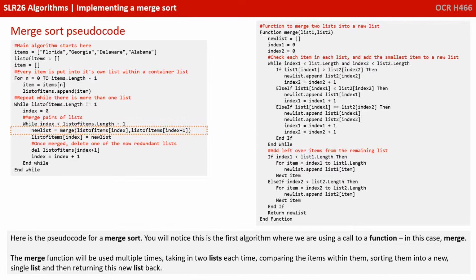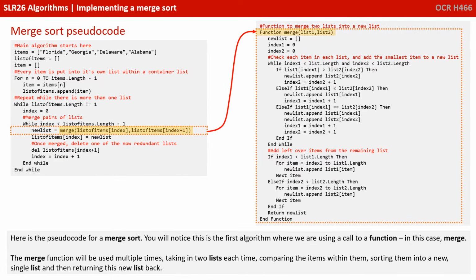Here is the pseudocode for a merge sort. You will notice this is the first algorithm where we're using a call to a function, in this case merge. The merge function will be used multiple times, taking in two lists each time, comparing the items within them, sorting them into a new single list, and then returning this new list back.